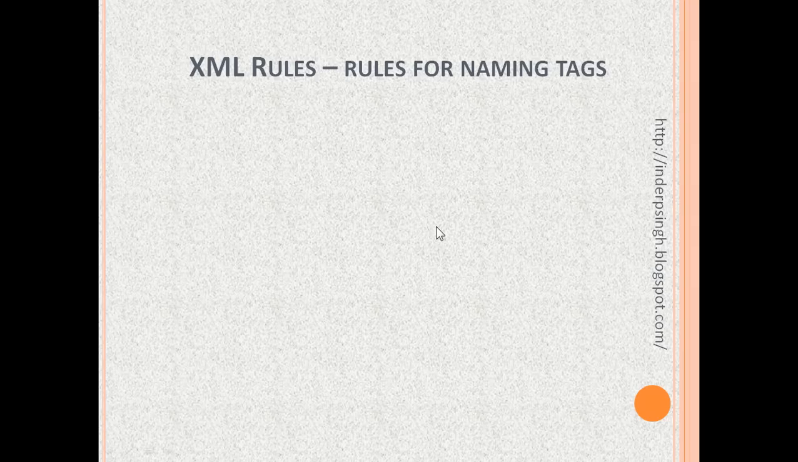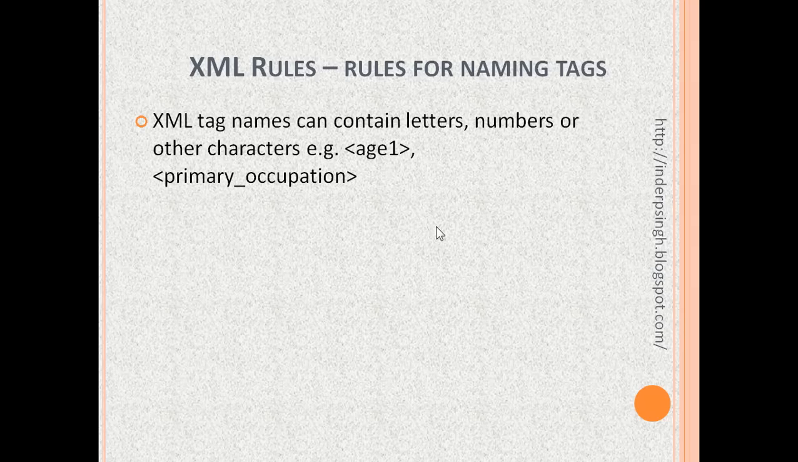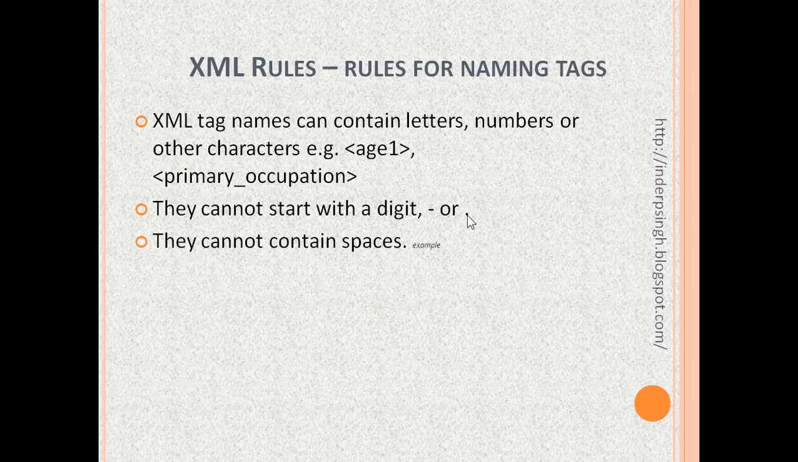Now we come to the important rules for naming the tags. XML tag names can contain letters, numbers, or other characters also. So for example, we can have letters and we can have digits also, or we can have something like primary underscore occupation. We can include other characters also. But XML tag names cannot start with a digit or a hyphen or a dot. And also XML tag names cannot contain spaces.